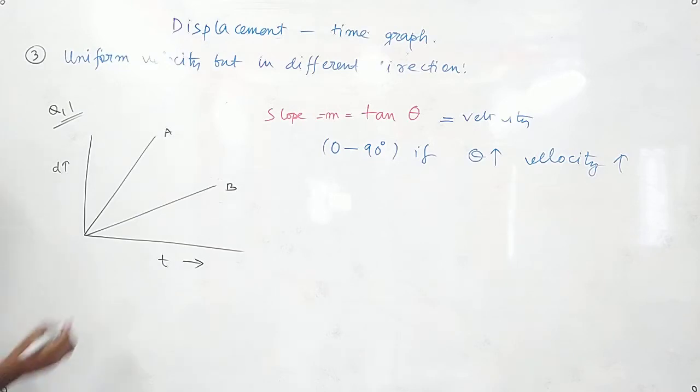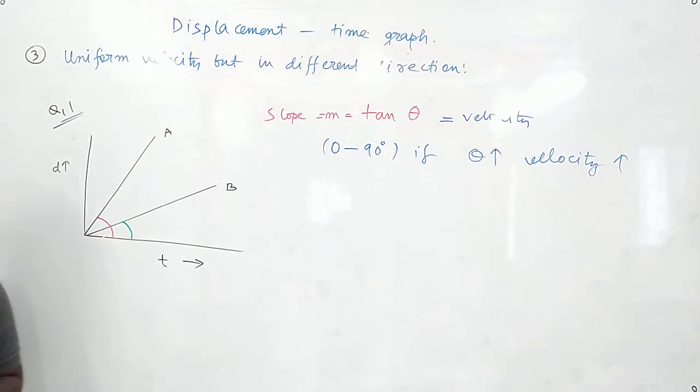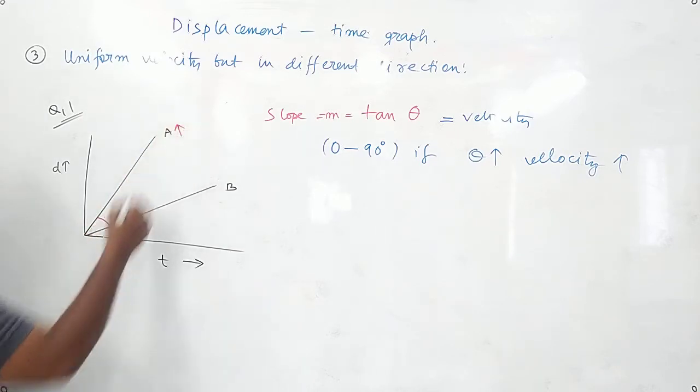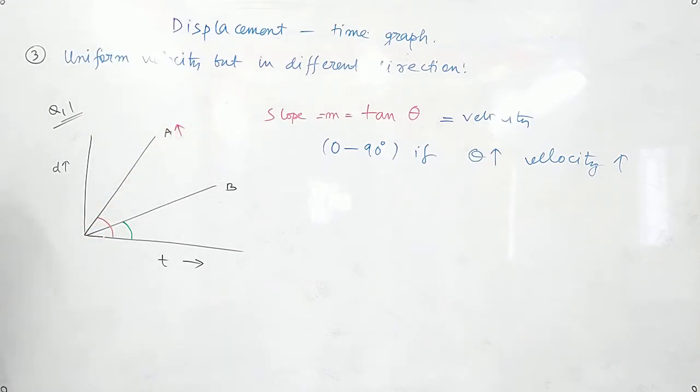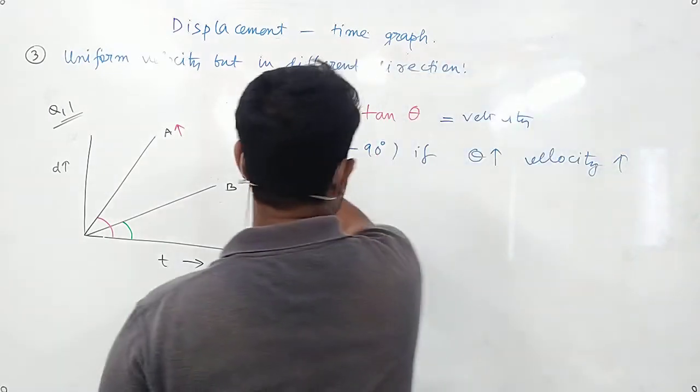Now, whose angle is more? A. Very good. See, this is the angle of A, and this one is the angle of B. Which angle is more? A. So if the angle of A is more, then the velocity of A will also be more. Is the idea clear? Okay. Next question. Let us do question number 2.